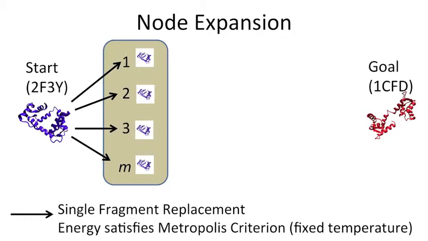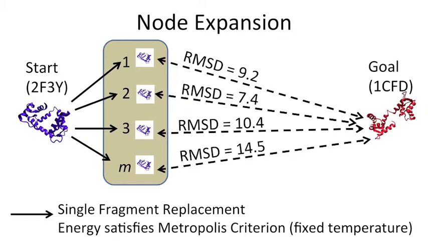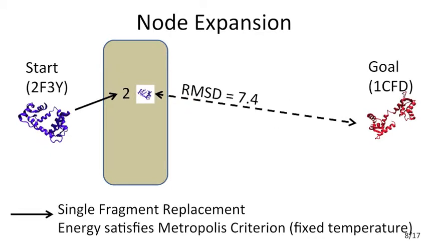The energetic credibility of each candidate is evaluated using a potential energy function and the Metropolis criterion. Our method creates M of these candidates. The RMSD between each candidate and the goal structure is then calculated. The candidate that moves us closest to the goal structure is retained and inserted into the tree.